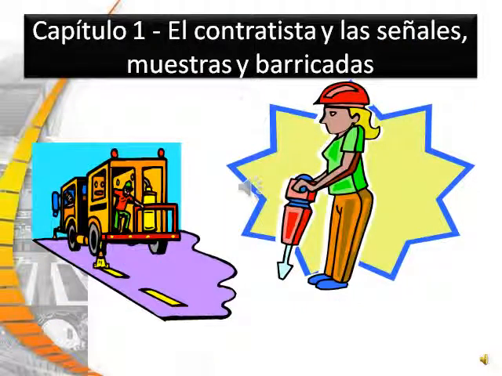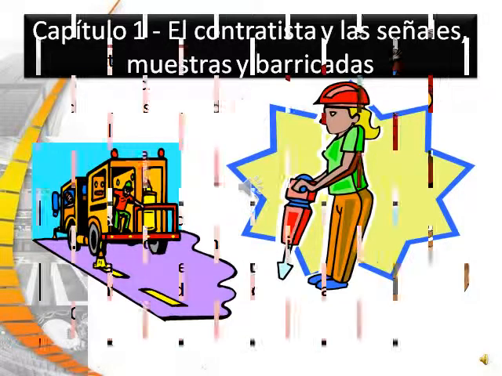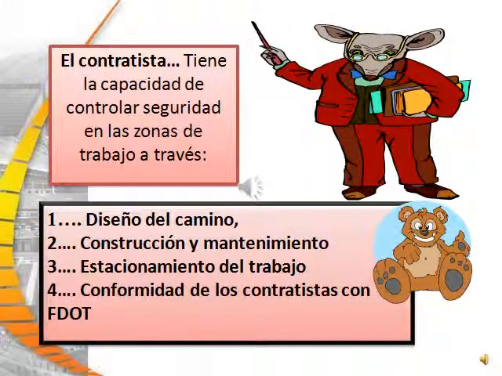Chapter 1, the Contractor and Signals, Signs, and Barricades. The contractor has the ability to control safety in the work zones through design of the road, construction and maintenance, staging of work, and the contractor's compliance with the FDOT, or Florida Department of Transportation.